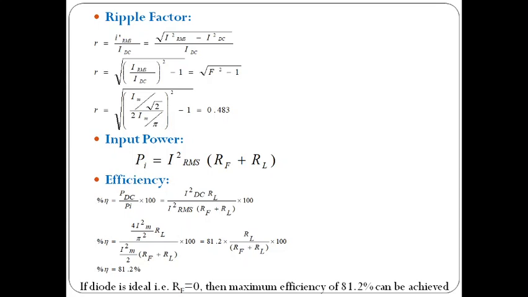Here, when RF equals 0, considering the ideal diode, RL cancels with RL, and the maximum efficiency that can be achieved is 81.2% in the center tapped rectifier. In the half wave rectifier we get only 40.5%, and here it is 81.2%, so it is doubled. In the half wave rectifier we rectify only half of the cycle. Here we are rectifying the full cycle, so it is doubled. This is the maximum efficiency in the center tapped rectifier.